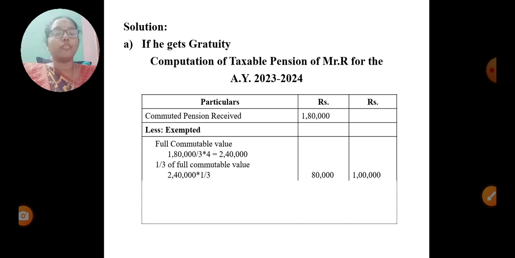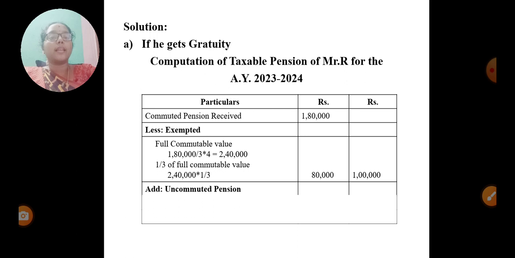So first we are finding out the full commuted value. In the sense, for 3/4 he receives 1,80,000, therefore what is for full? So we have calculated 1,80,000 divided by 3 into 4. So 2,40,000 is the full commuted value. Out of this 2,40,000, he received only 3/4. So we have cross multiplied. So 1/3 of the full commuted value is exempted. So from this 2,40,000 we have calculated 1/3, which is the exempted one. So 80,000. So 1,80,000 minus 80,000 results in 1 lakh.